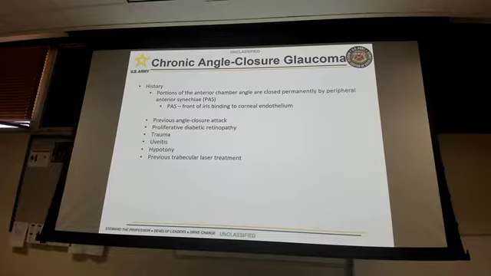All right, so we were just talking about acute angle closure. Now it is the chronic version of it. So for history, portions of the anterior chamber angle are closed permanently by peripheral anterior synechiae, so PAS. Synechiae is the sticking of that tissue. Anterior is the iris touching the endothelium of the cornea, right?